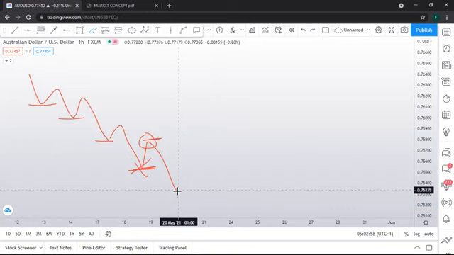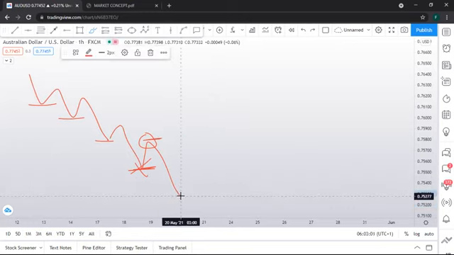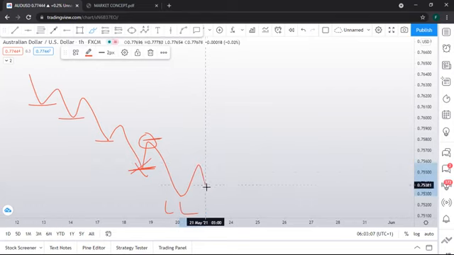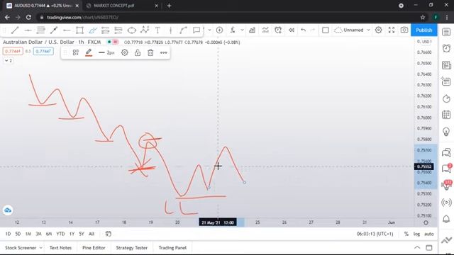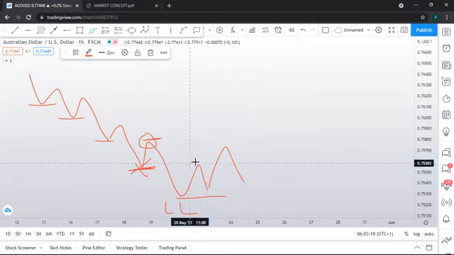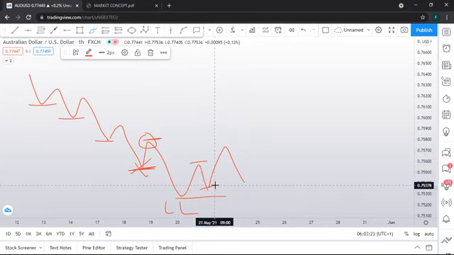So essentially, we want the market to do something like this, comes down to create a lower low. All right, and goes up, comes down, and protect it. All right, then goes up again and comes down. Now, here the market structure has finally shifted because what we got is we got a lower low and we got a lower high. All right, then we got a higher low.